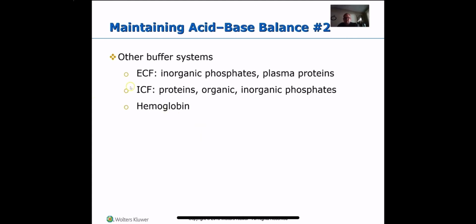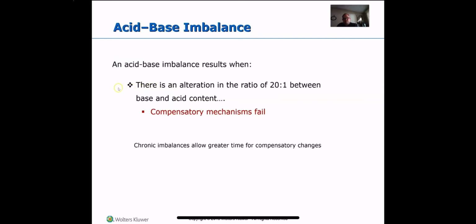Other buffer systems: in the extracellular fluid, you have inorganic phosphates, and in the intracellular fluid, you have proteins, organic and inorganic phosphates, and hemoglobin. So an imbalance results from an alteration in the 20-to-1 ratio between base and acid. Remember, it takes roughly 20 units of bicarb to counteract 1 unit of hydrogen. When those buffers fail is when you start going in an acidotic or alkalotic direction.